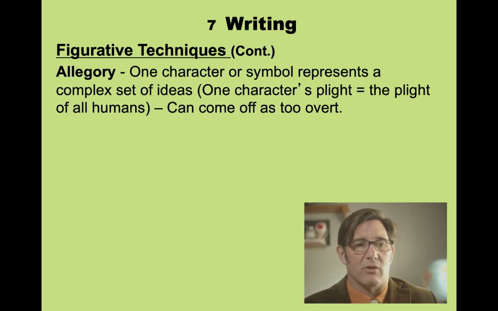Continuing, we have allegory, which is one character or symbol represents a complex set of ideas. So one character's plight equals the plight of all humans or something like that. It can come off as too overt because trying to make that allegory fit is going to be really hard to do within a truly realistic framework. I'm sure some of you have heard of Plato's allegory of the cave. That's a very complex and very rigid narrative structure, which of course was used in the movie The Matrix.